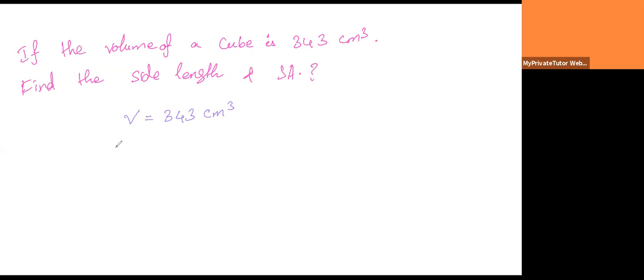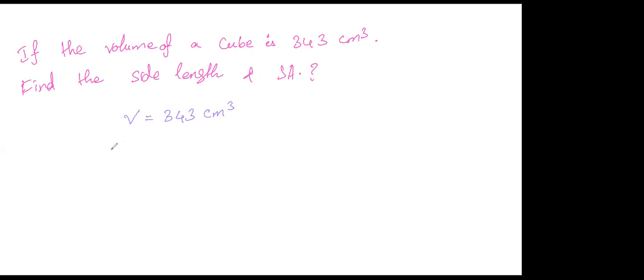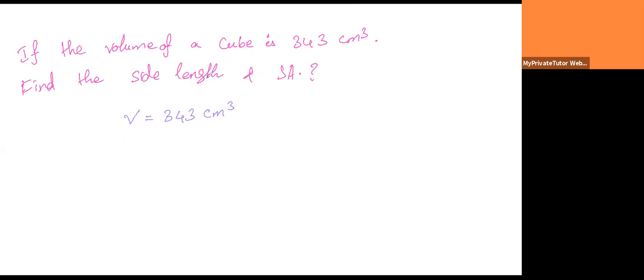So what is the formula for volume? Length into width into height. Since it is a cube, length, width, and height are all the same, so it is side times side times side, a side cubed. If s cubed is 343, what is s, which is the cube root of 343?